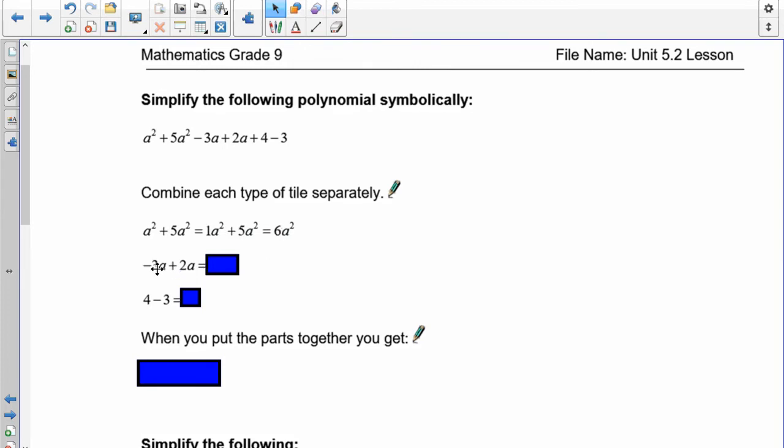Now a negative 3 plus 2 gives you a negative 1. So this is going to result in a negative 1a. If you remember, this is 3 rectangles which are all shaded in. This is 2 rectangles which are positive, and 2 of these are going to cancel out 2 of those negatives, leaving us with 1 negative remaining. And of course 4 and negative 3, or 4 take away 3, is 1. So now put them all together, you get 6a squared minus a plus 1.